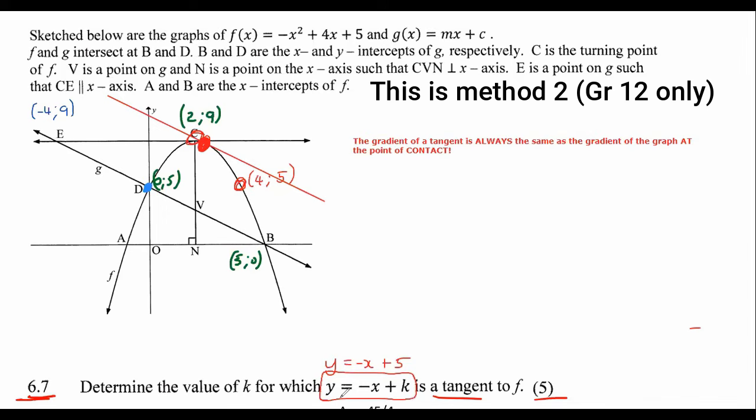So what's really nice is that if you look at this equation, we can instantly work out what the gradient of the tangent will be. The gradient of the tangent is minus 1. We can see that. So we can say gradient, or actually m, of the tangent is equal to minus 1. So therefore, we can say that the gradient of f of x is also equal to minus 1 at the point of contact.